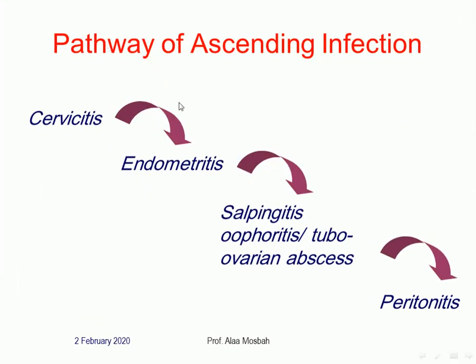This is the pathway of the ascending infection. The infection ascends from the cervix during cervicitis, reaching the endometrium causing endometritis, which goes to the fallopian tubes causing salpingitis and to the ovaries causing oophoritis, and they may be complicated by tubo-ovarian abscess. Also, the pelvic peritoneum becomes affected, causing peritonitis.